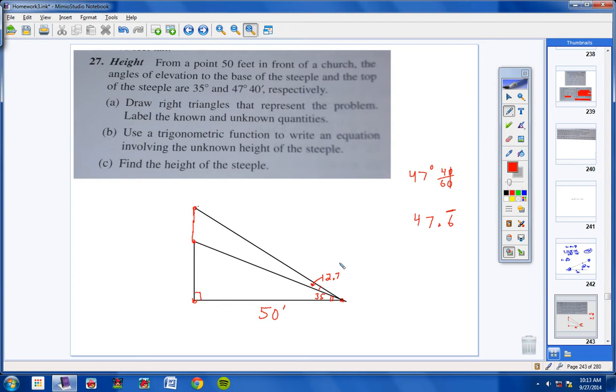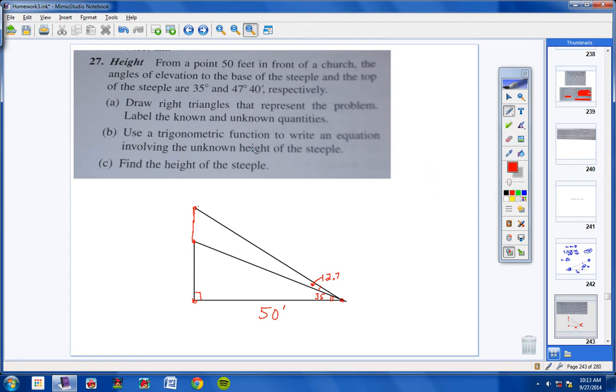All right, so I've drawn the right triangles, I've labeled my known quantities. I'm not worried about labeling my unknown quantities yet. We can do that later. Okay, step B.